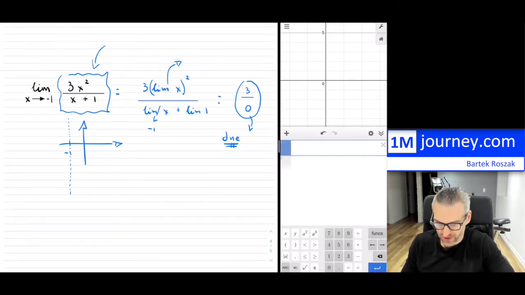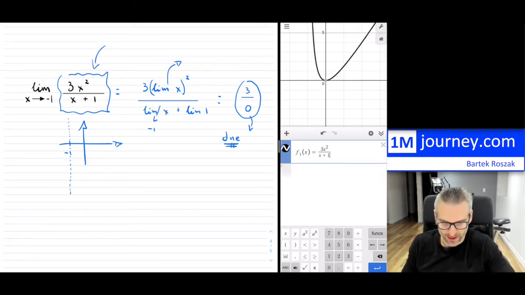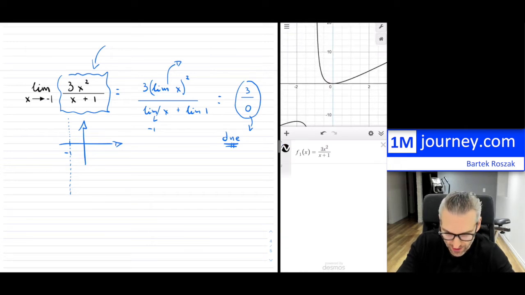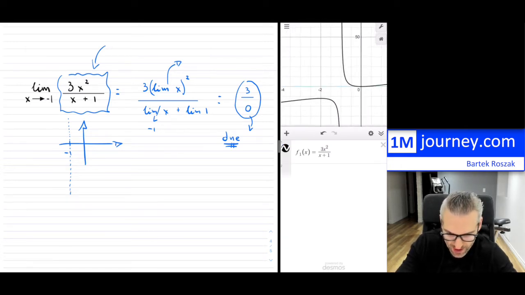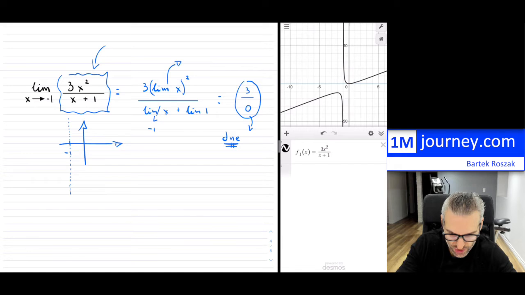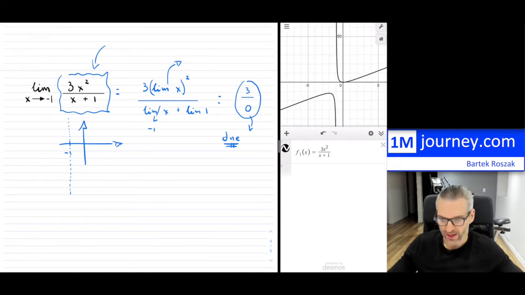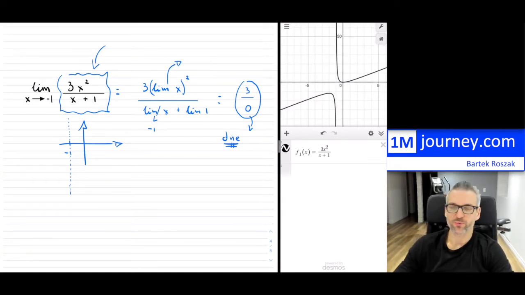So this is a function. Let's call this function 1. f of x is equal to 3x squared all over x plus 1. And now let's do this, and you can see here, it shouldn't really surprise you. That's what we would have.